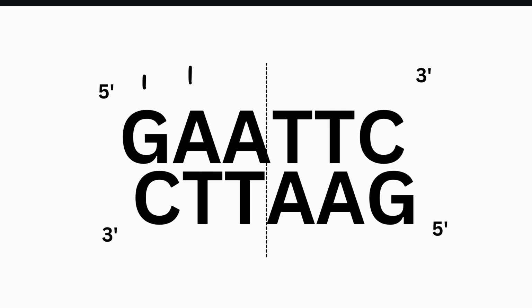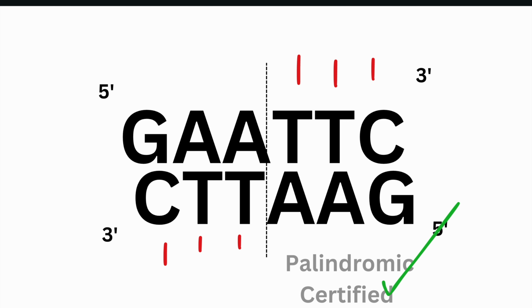Now you can start counting from the top left and also the bottom right. And you can also do the same thing from the bottom left and the top right. You can see this sequence is palindromic, certified. Now obviously in a test you don't have this much time, but this process will really put it into context for you and you'll get much faster as you keep doing it.